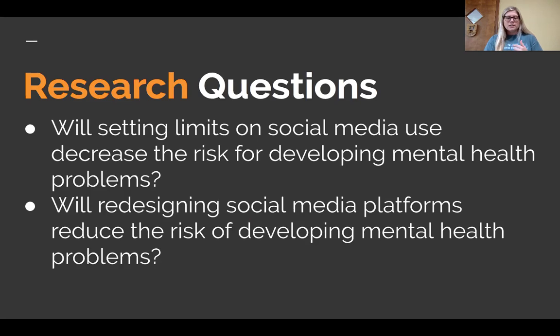So my research questions that I came up with were, will setting limits on social media use decrease the risk for developing mental health problems? And then will redesigning social media platforms reduce the risk for developing mental health problems?